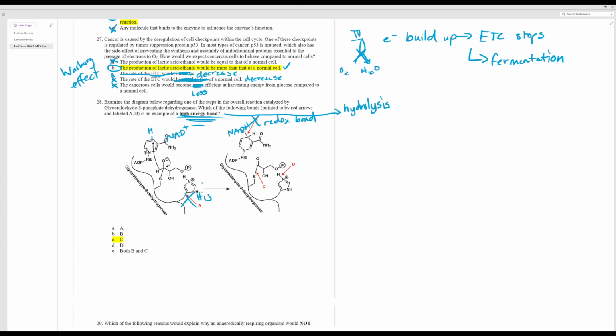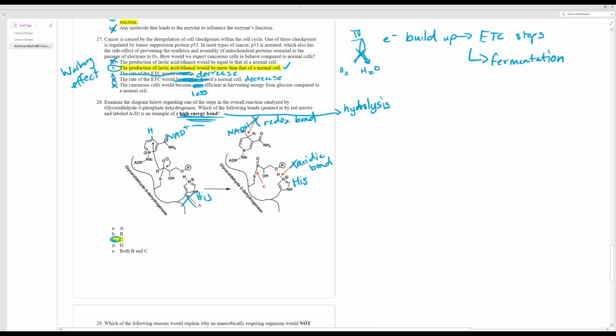D, once again, this is a bond inside of histidine. This is actually an acid, or this is an acidic bond. Once again, not hydrolysis oriented. So it's not D. That leaves us with C. Logically, that has to be our right answer.